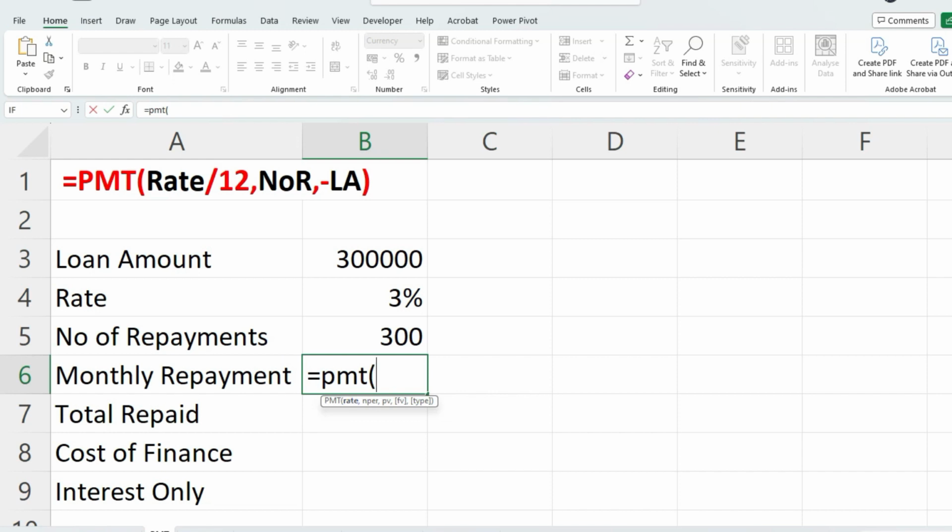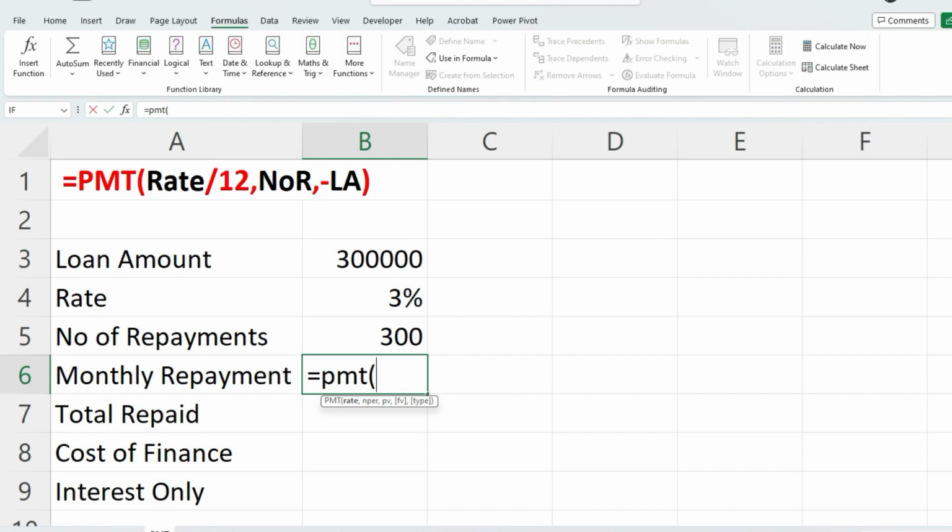I come to my first input, which is the rate. I click in the cell and we will see that rate has appeared. It's picking up the named value. Divided by 12, comma, again copying from the format, the layout I have in cell A1.